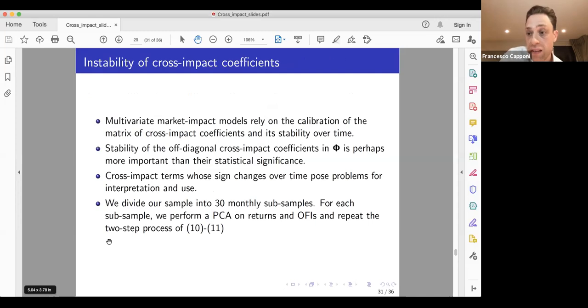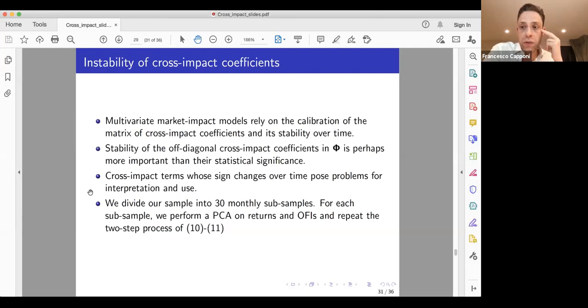Yeah. So as I mentioned before, there was another final element, which is, I believe, very important. And it is not only the economic significance of these cross impact terms, which we just saw, it's very small. They don't contribute almost anything to explanatory power, but also their stability over time. So as I said, this multivariate impact model relies on the calibration of this matrix of cross impact coefficients and their stability over time. And so this is very important. If these cross impact terms change sign over time, this can be very, very problematic.